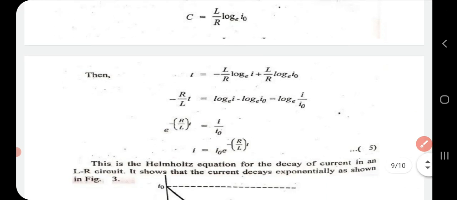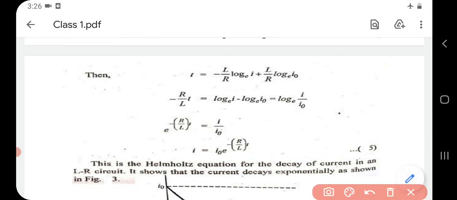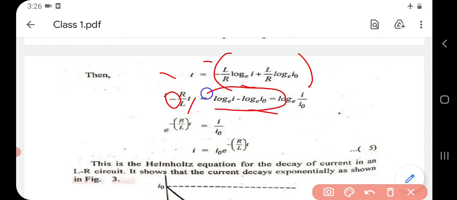Now, just as we have done before, L by R is common. So take it outside and then take it to the other side, so it will become R by L. T is kept as such. Then you multiply both LHS and RHS with a negative sign. So a negative sign appears here. When this side is multiplied with a negative sign, this will become positive. So it will be logarithm to the base e of I, and this will become negative, minus logarithm to the base e of I0. This is of the form log A minus log B, that is nothing but log A by B.